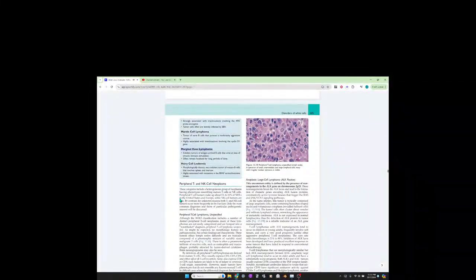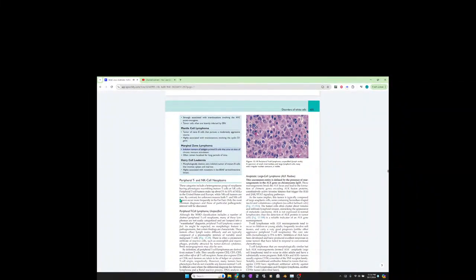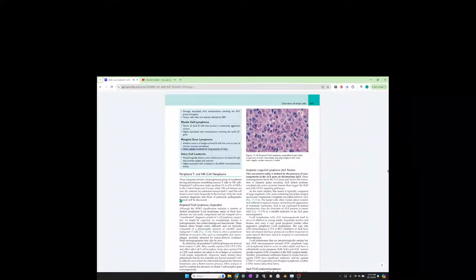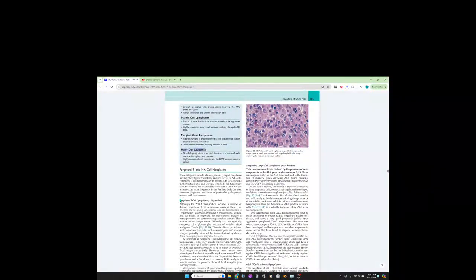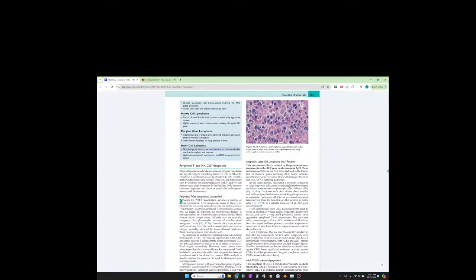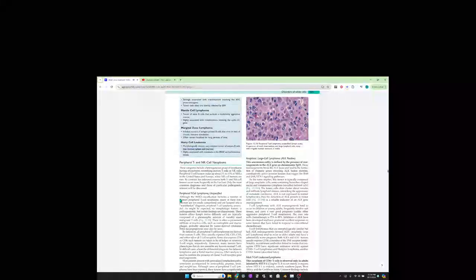Marginal zone lymphoma. Indolent tumors of antigen-primed B cells that arise at sites of chronic immune stimulation. Often remain localized for long periods of time. Hairy cell leukemia. Morphologically distinct, very indolent tumor of mature B cells that involves spleen and marrow.